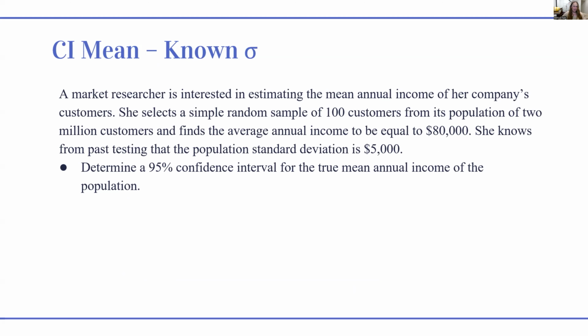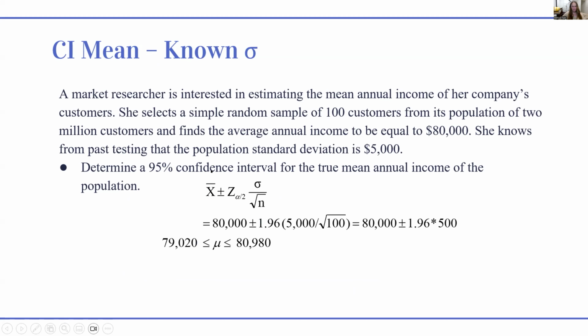You want to determine a 95% confidence interval for the true mean of the population. So I showed you the formula on the previous page. Here it is again. I know these are some scary symbols here, but we know that X bar is just the mean. That's all it is.